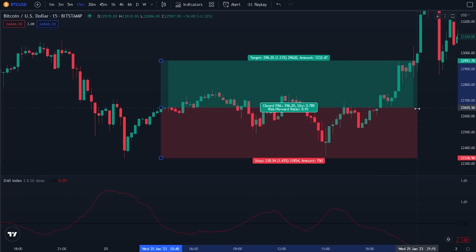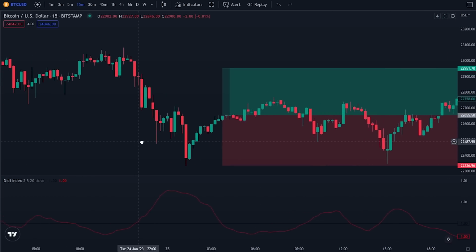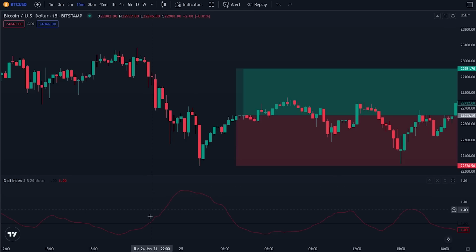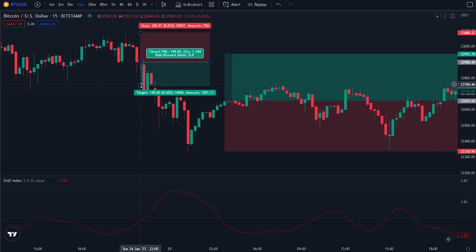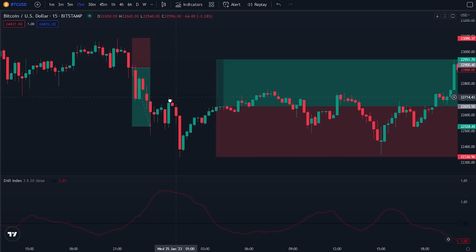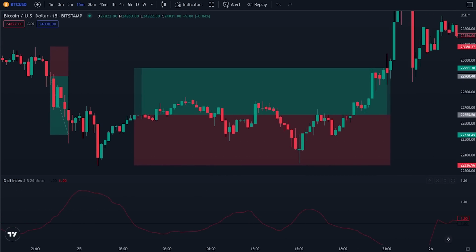For a sell position, the opposite will be true. We will enter into a sell position when the red line crosses above the zero line. This occurred here, so let's enter into the sell position. Even though this strategy works well, we will be using a different method to read the DiDi index.